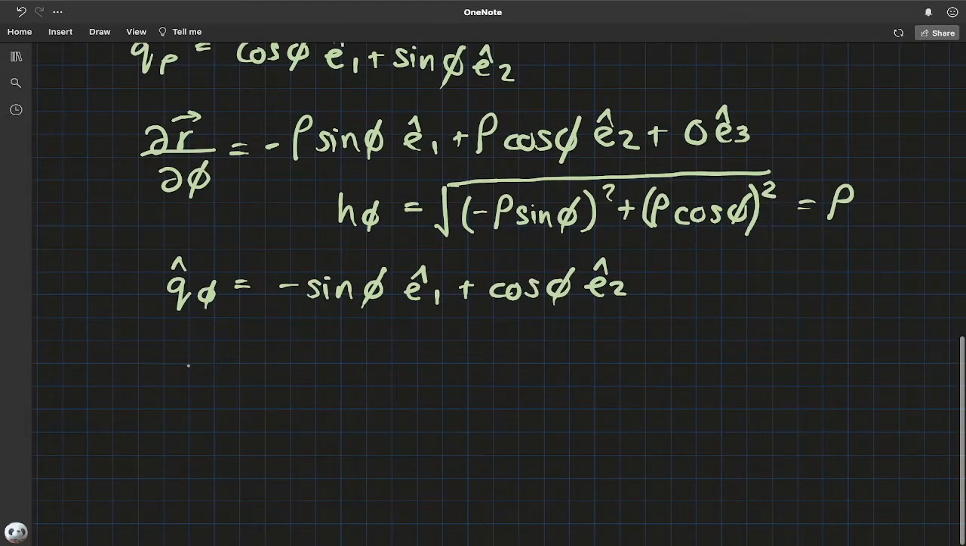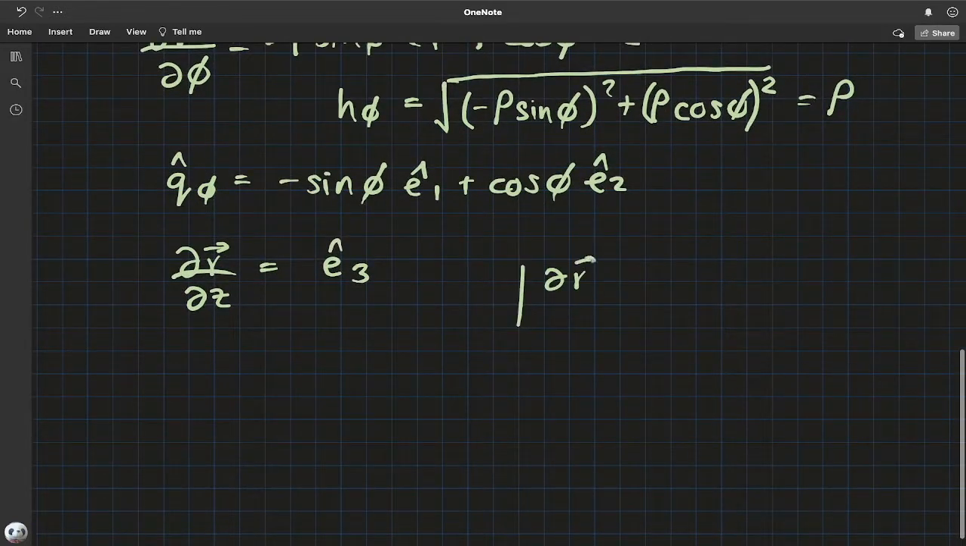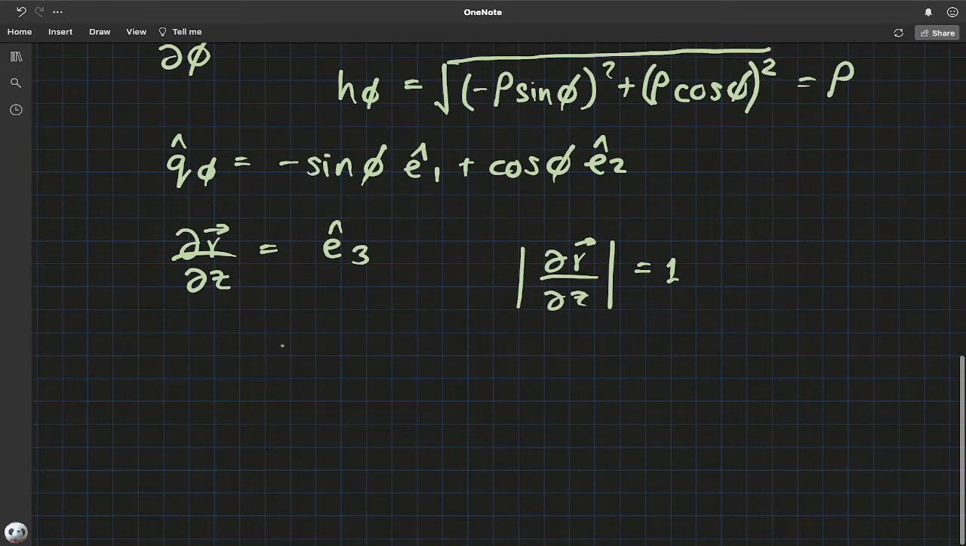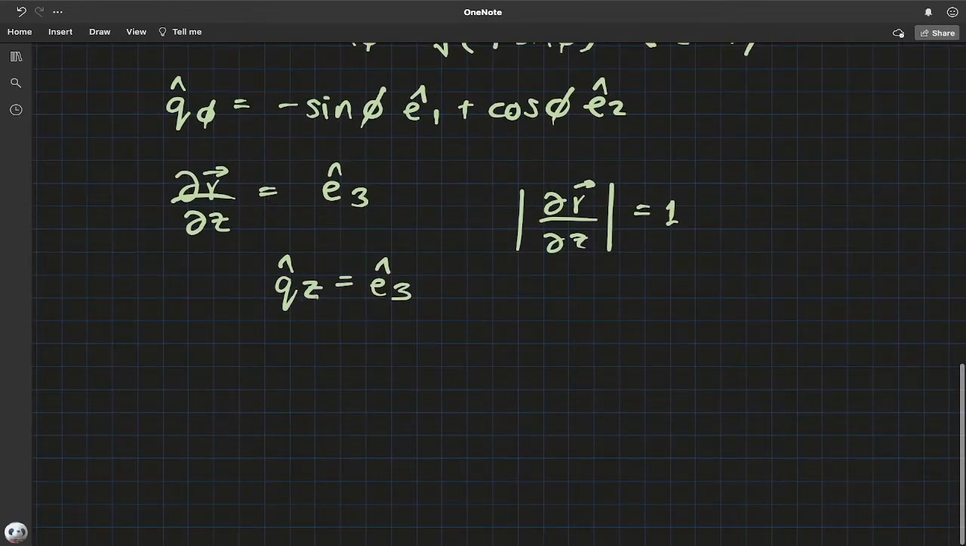For z, it's actually the easiest one out of these guys. You do that, you just end up with e3 hat, whose magnitude is, you don't even need to do anything, is 1. So q sub z hat is just e3. So the Cartesian basis vector is the same as the z basis vector in the cylindrical system. This just proves the fact.